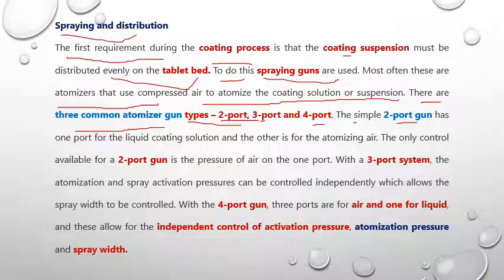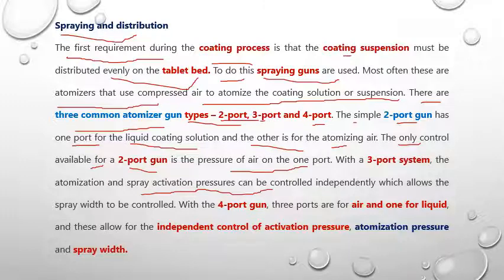The simple 2 port gun has one port for the liquid coating solution and the other is for atomizing air. The only control available in the 2 port gun is the pressure of the air on the one port. With a 3 port system, the atomization and the spray activation pressure can be controlled independently, which allows the spray width to be controlled. With the 4 port gun, 3 ports are for air and one for liquid, and these allow independent control of the activation pressure, atomization pressure and the spray width.